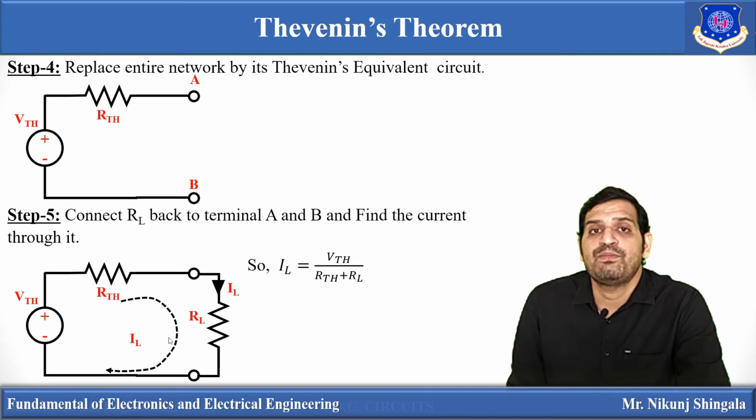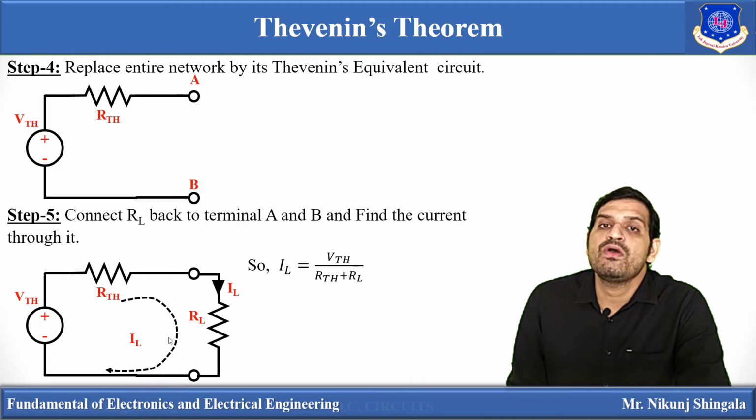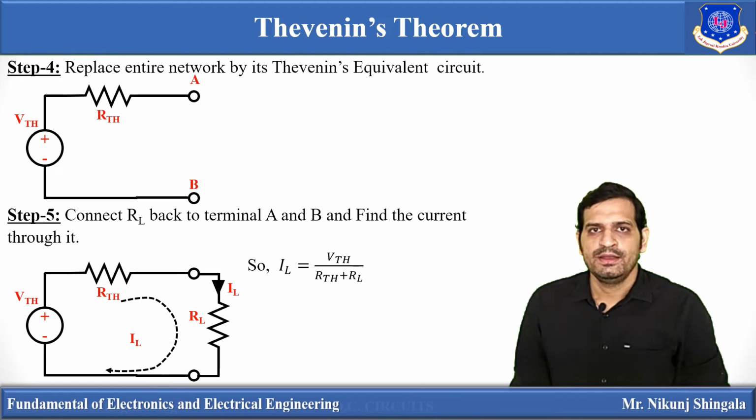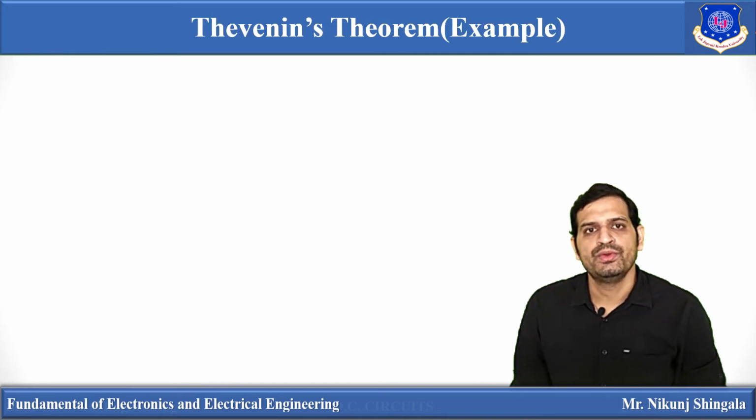And finally, after we get VTH and RTH, we have to redraw the network, that is a series combination of VTH and RTH, and finally we have to connect RL back and apply KVL to determine IL. So these are the different steps. This is how you can solve any complex network using Thevenin's theorem. Now taking one example based on Thevenin's theorem, so it will be clear to you.